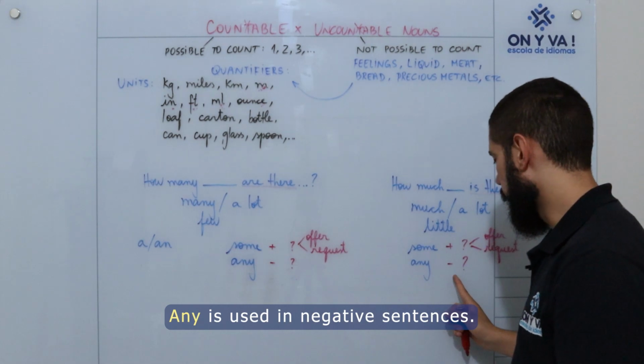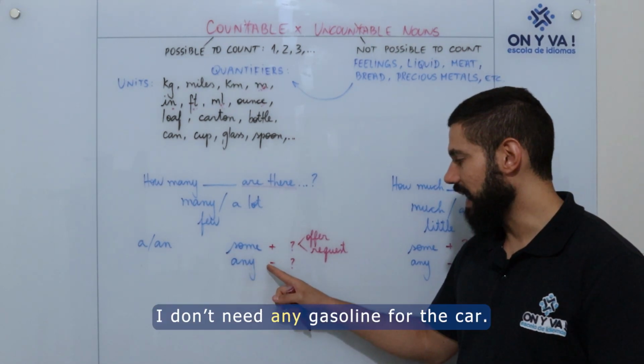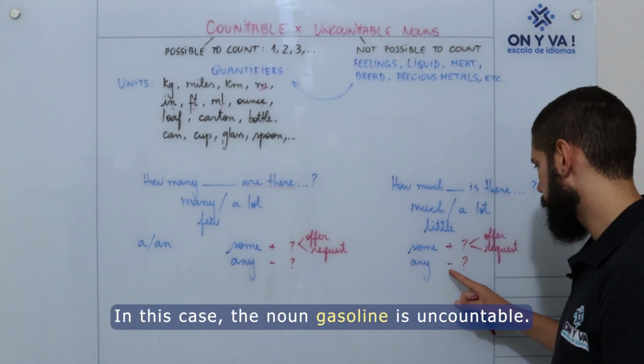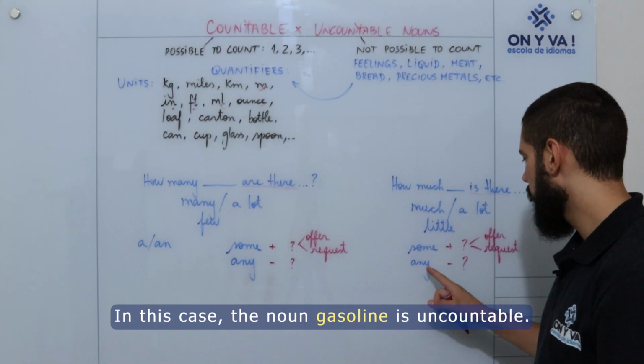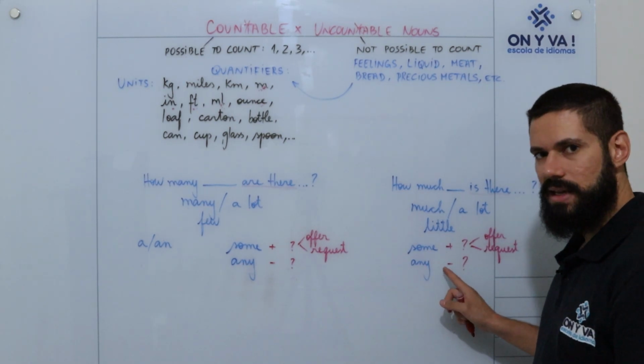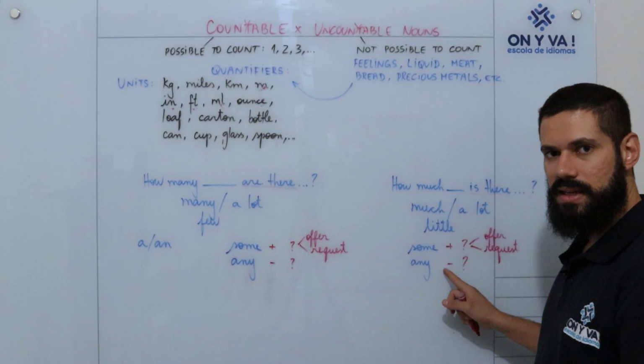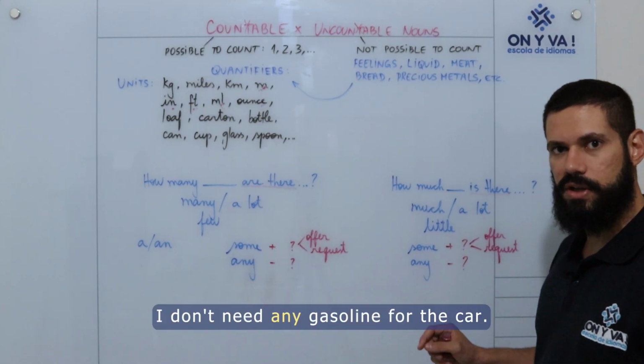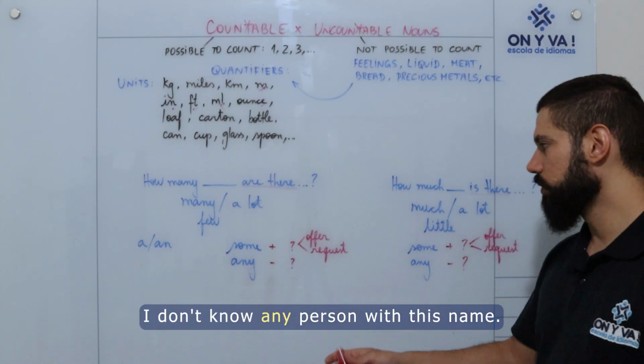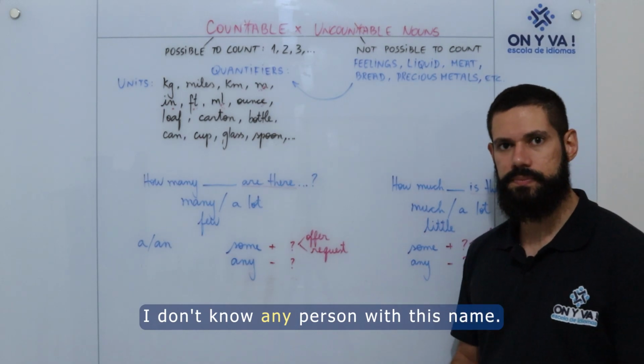Any is used in negatives, like, I don't need any gasoline for the car. In this case, it's gasoline, so this is uncountable. I don't need any gasoline for the car. Or I don't know any person with this name.